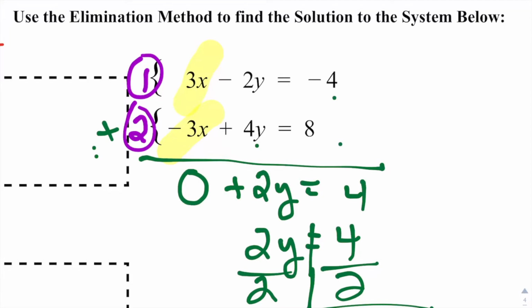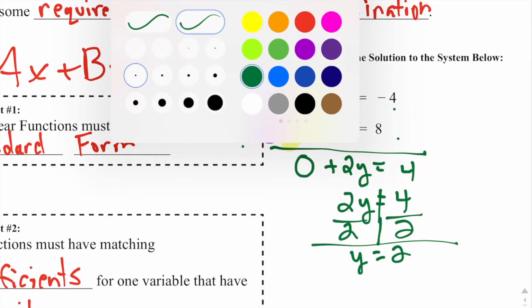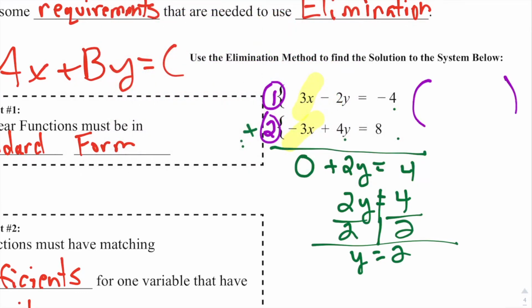I'm not done yet, because remember, when I'm solving systems, I'm looking for a point or an ordered pair, so I need something to go into my point. Well, I definitely have the 2 value for my y, right? Because it goes by x and then y. And to get my x value, I'm just going to take this 2 and plug it into one of the equations. I'm going to choose equation 1.